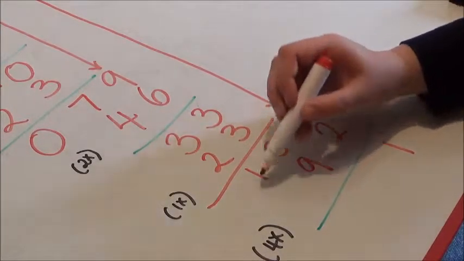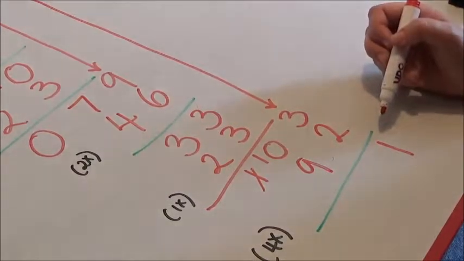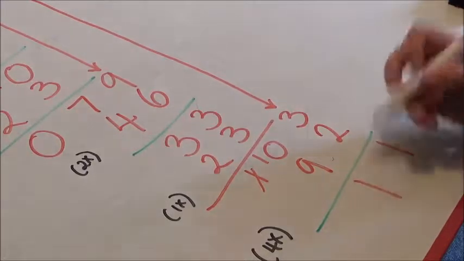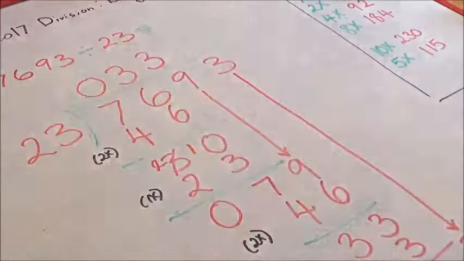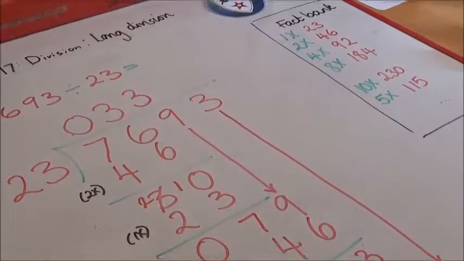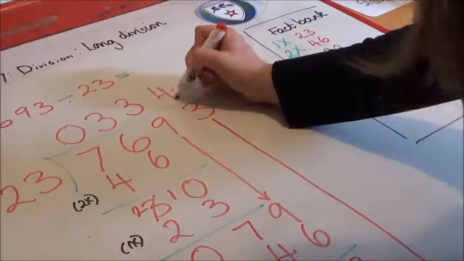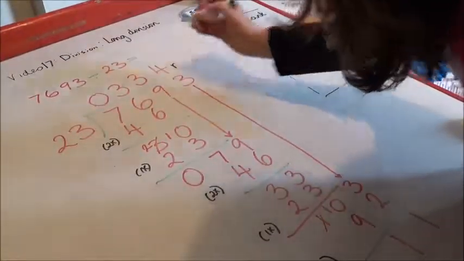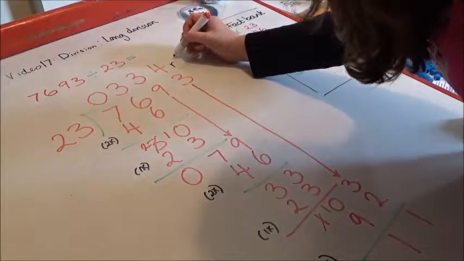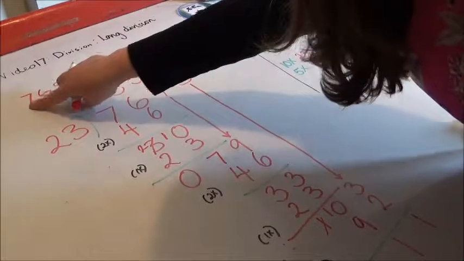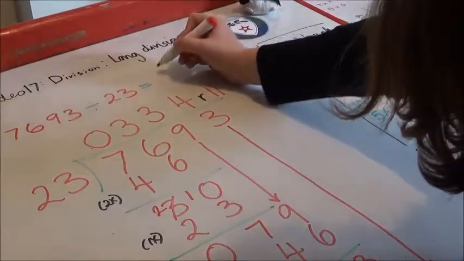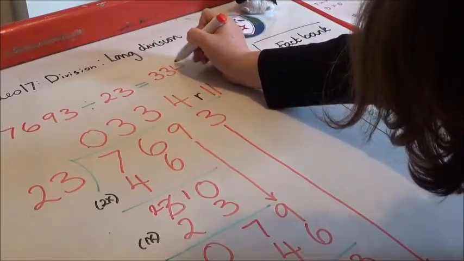0 take away 9, I can't do that, I need to make that 10. 10 tens take away 9 tens is 110. I have 11 remaining. Can I group any more 23s from this 11? No, I can't. I used up 4 groups in the process, so I've got 334, remainder 11. 7,693 divided by 23 is the same as 334, remainder 11.